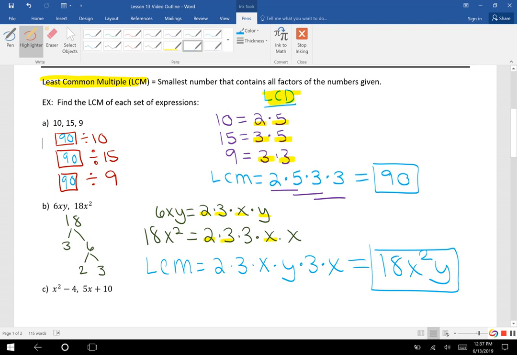Now, for some people, you might be able to do this in your head, and that's great. If so, you don't have to show any work. How I would do this one in my head is, really, I just look at the 6 and the 18 first and think about, well, what can I divide by both 6 and 18? The answer is 18. And then I would pick the variable with the larger exponent. So we need the x squared, and then we have to have a y. If that doesn't make sense to you, you can always write it out like I've just done and get the same answer.